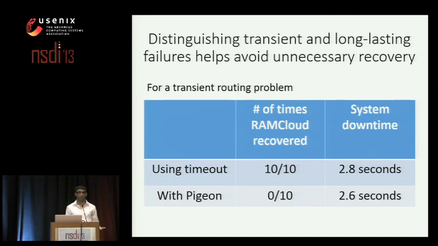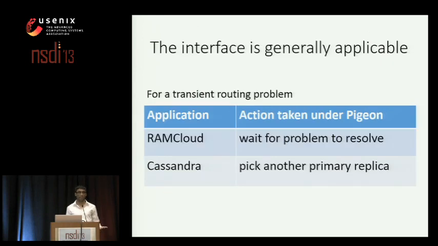There is more evidence to suggest that the interface that I presented helps applications recover effectively. Recovery is an application-specific decision, and the interface that I presented helps applications recover in their own ways. So for the same transient routing problem, the interface let RAMCloud wait for the problem to resolve. And it helped Cassandra, the coordinator in Cassandra, to optimize its replica selection and pick a non-problematic replica.